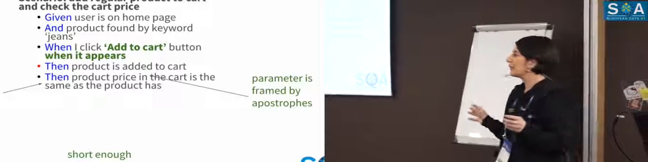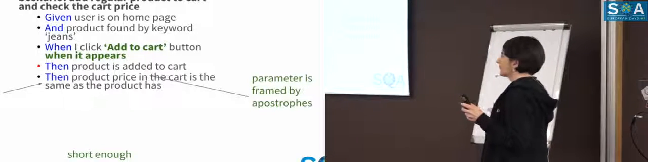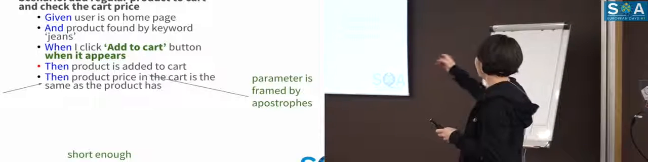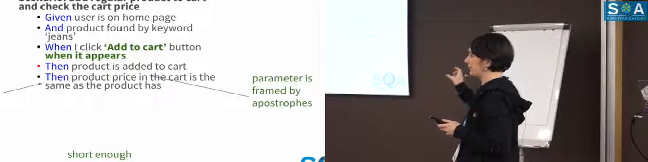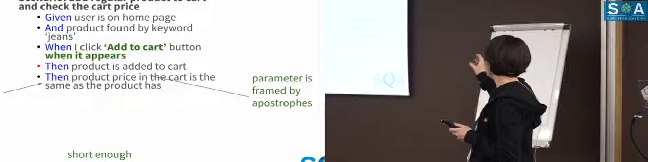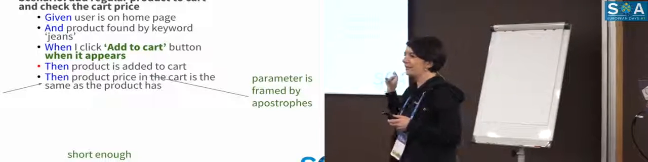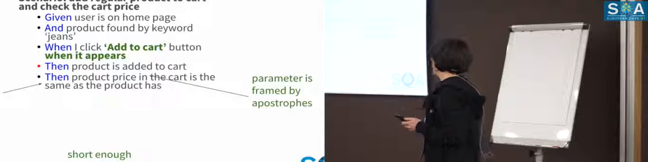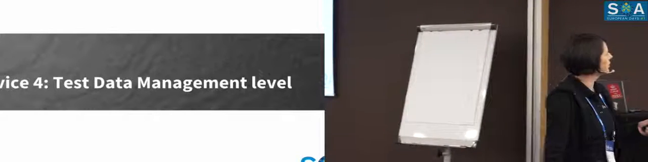So, what should we do to not flunk your project? Use short scenarios, not long ones. If you have some parameter inside your step, mark that this is a parameter in some way, for example, with apostrophes. And don't use implicit waits and no unneeded steps, please.